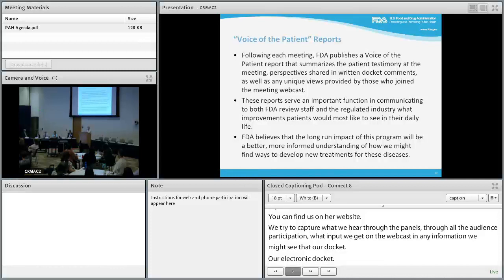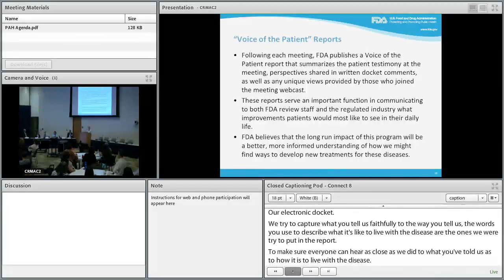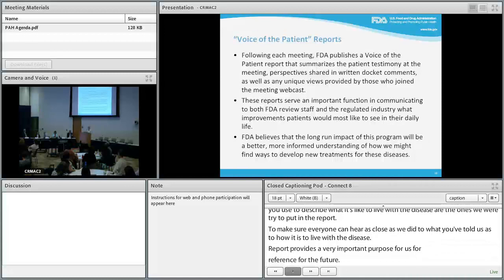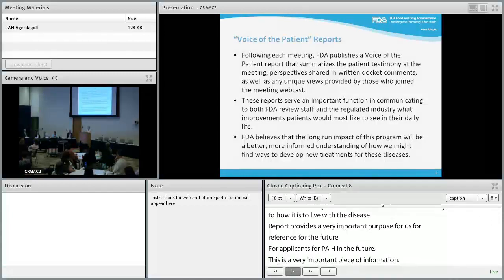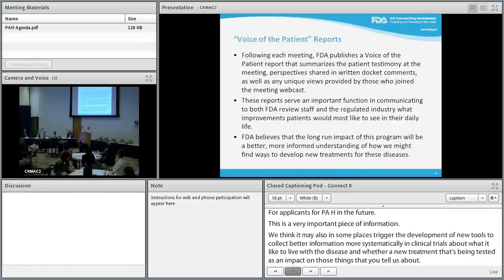That report provides a really important purpose for us to capture that for reference for the future. If the division receives an application for PAH in the future, they can look at this report and say, this is what patients were telling us it's like to live with this disease and what they thought of the treatments that are there. That's a very important piece of information for them. We think it may also, in some cases, trigger the development of new tools to collect better information more systematically in clinical trials about what it's like to live with the disease and whether a new treatment that's being tested has an impact on those things that you tell us about. That's called a patient-reported outcome tool. Ideas for those may follow these meetings.